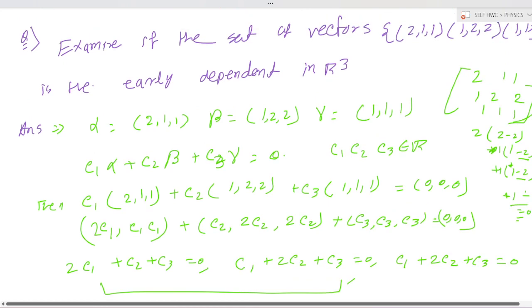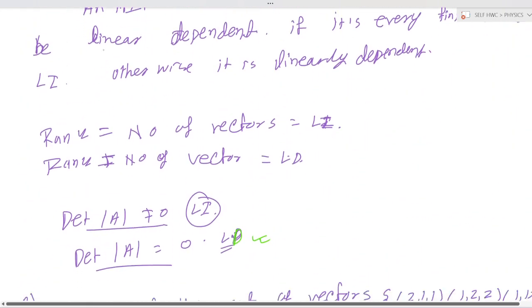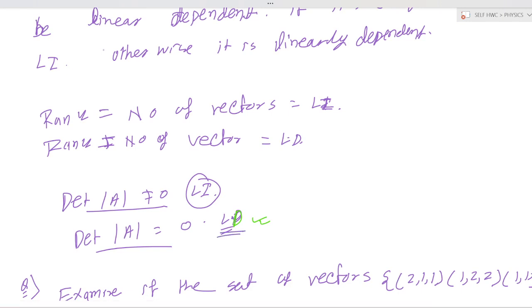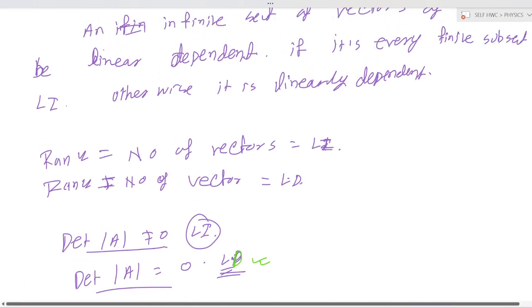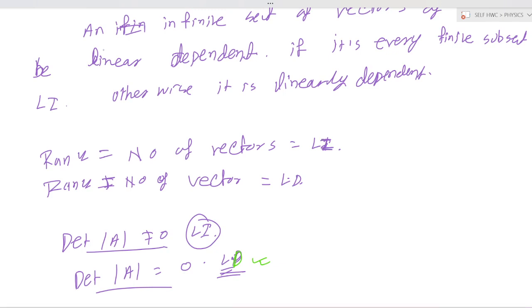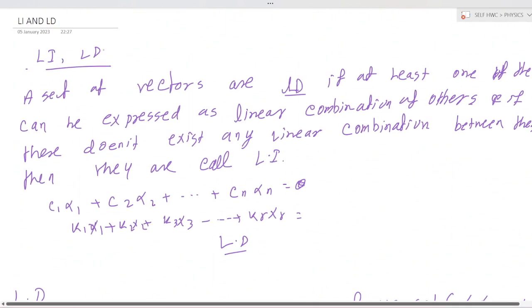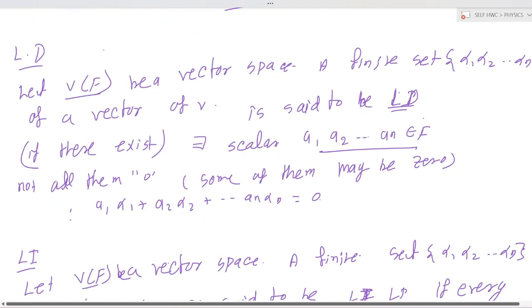And always remember this topic: if the determinant value is not equal to 0, it is linearly independent, and if the determinant value is equal to 0, it is linearly dependent. If the rank is equal to the number of vectors, it is linearly independent, and if the rank is not equal to the number of vectors, it is linearly dependent. All these topics are very important.